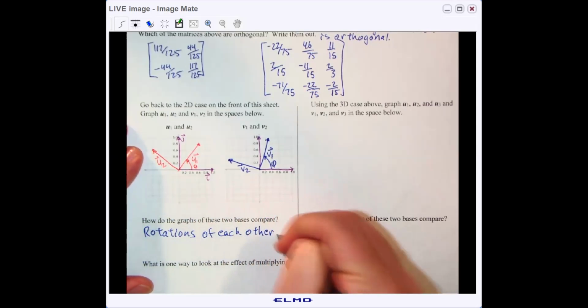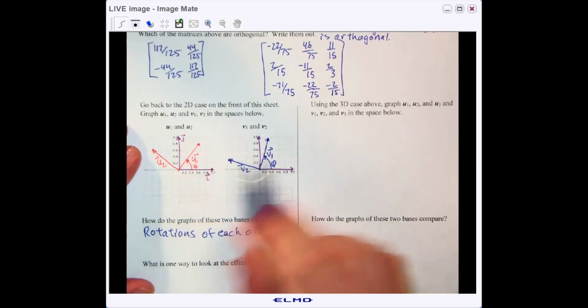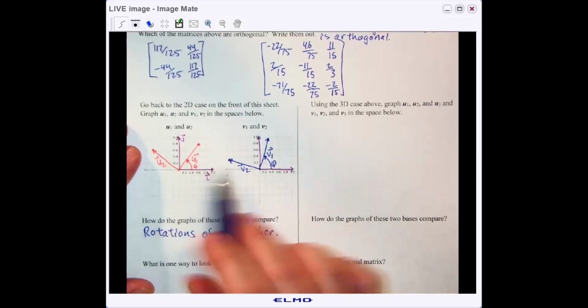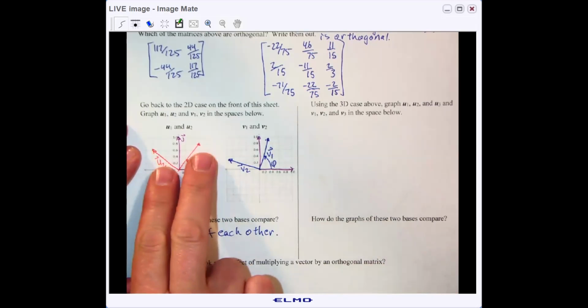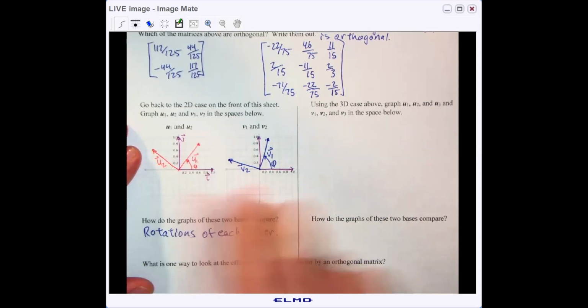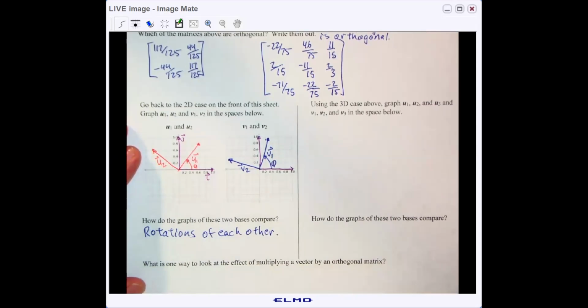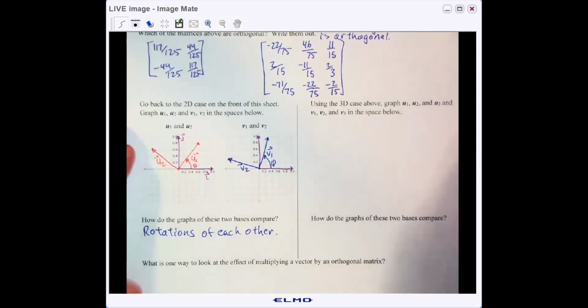In fact, to get to V1, V2 from U1, U2, I would find out what phi is and subtract theta, and then just rotate these red vectors a little bit more until they lined up with the V1 and V2 vectors. Okay. So what I want to do now is look at the three-dimensional case. So let me screen share that one.